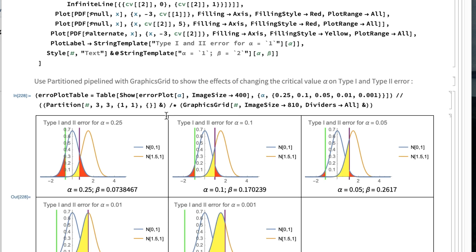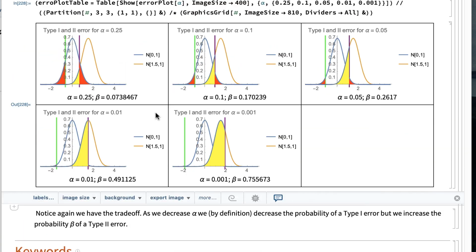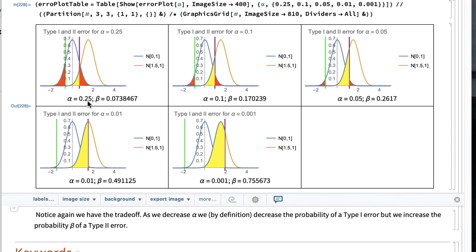Let's take a look at those. What I've done here is specify an acceptable type 1 error. Here it's 0.25. I've drawn the green and purple critical values. That in turn has led to the red shading of areas to the right of the purple critical value and to the left of the green critical value. But that purple line also lets us know what beta, the type 2 error, is: the yellow area.